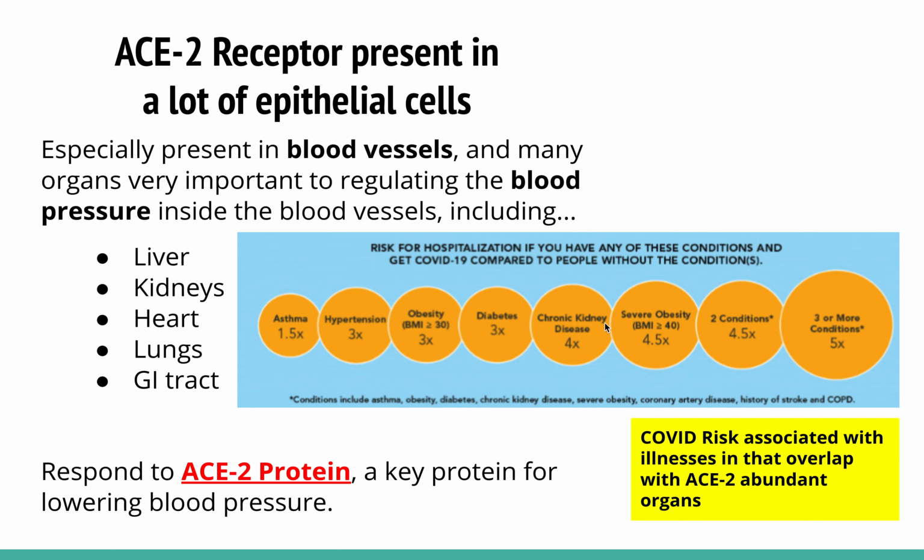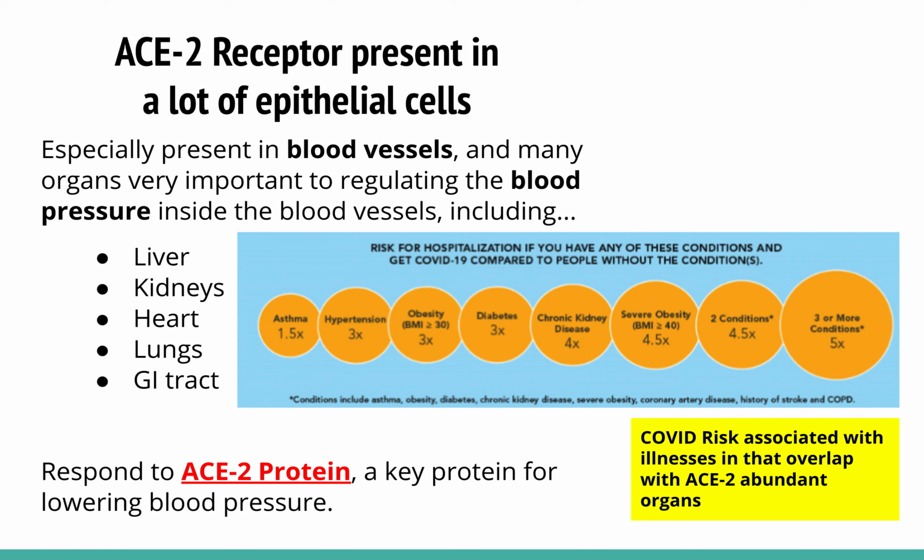In addition to diabetes, kidney disease, hypertension just means high blood pressure, and heart conditions. Asthma has somewhat of an increased rate, though not nearly as much as being overweight, for instance. So, but asthma because of the lungs is part of the issue as well.